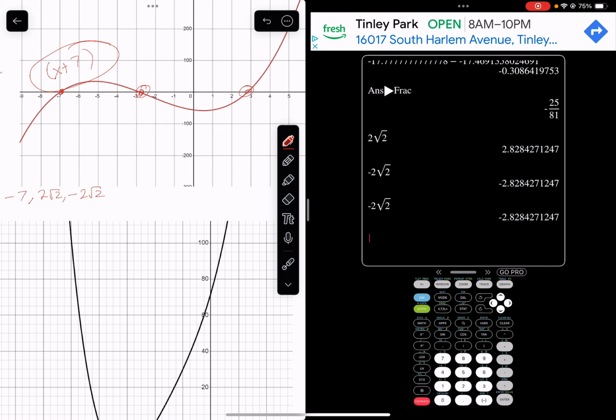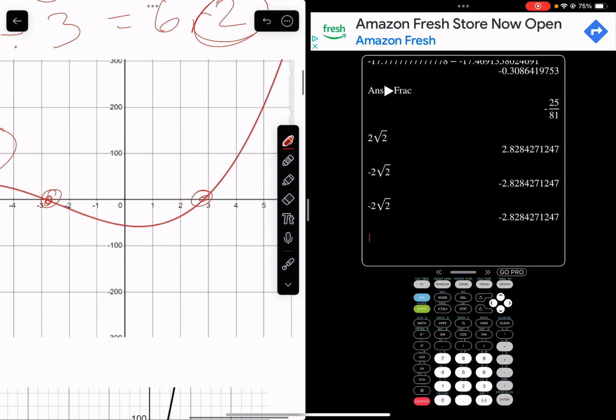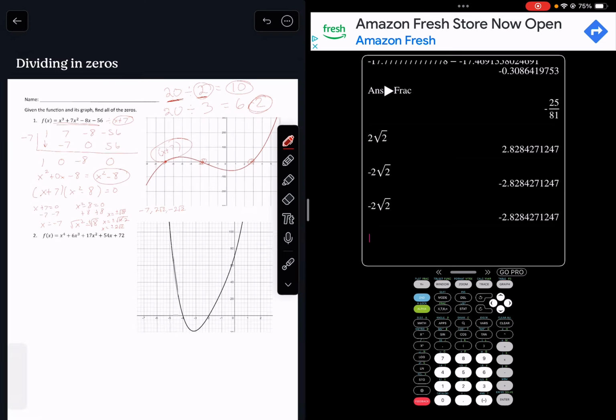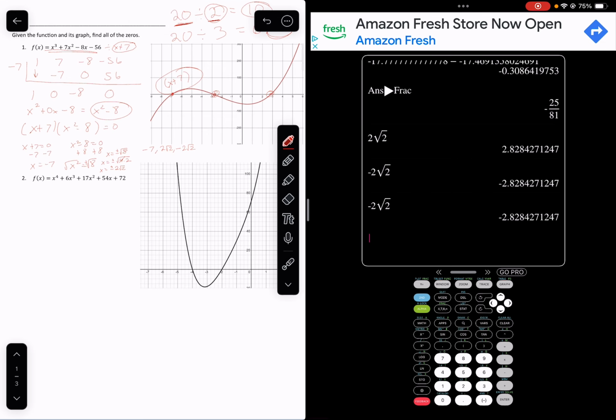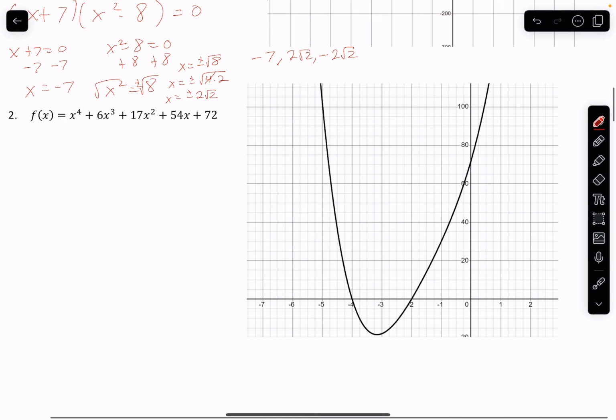Okay? And if we look at the graph, you can see it goes through about 2.8 and about negative 2.8, which obviously we wouldn't have been able to get just from looking at it, but we were able to calculate exactly what it was. All right, now let's move on to this next one here.